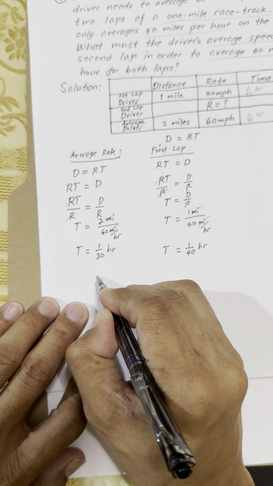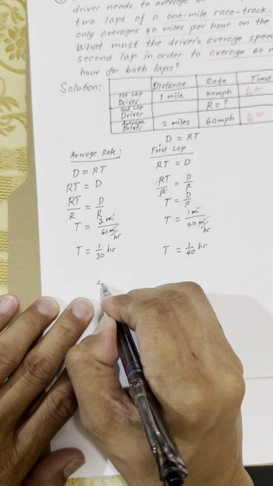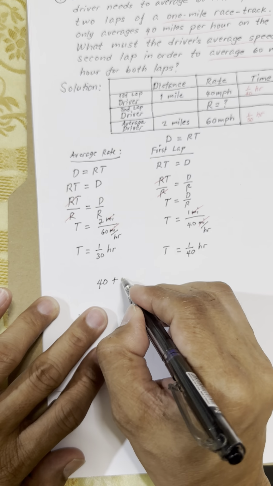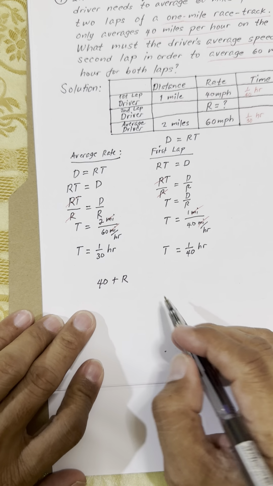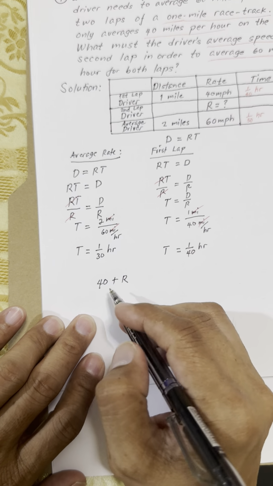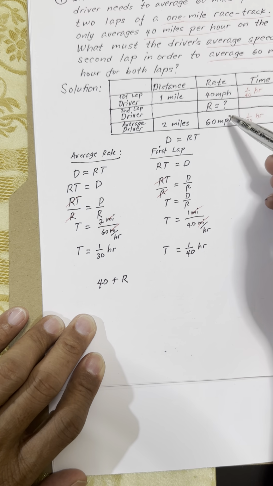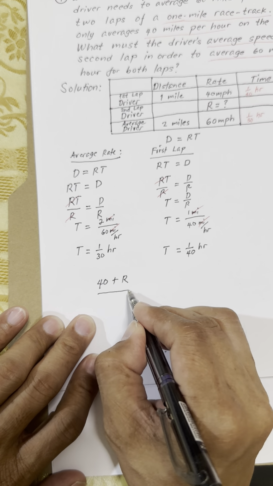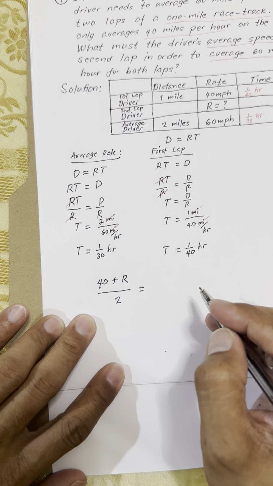We have the rate for the first lap, which is equal to 40 miles per hour. Then plus the rate on the second lap, which we don't know yet, so we can let that be equal to R. And then average. So when we speak of average, these are the two rates, right? Two rates or two speeds. So you have to add them, then divide this by 2. So the required average must be equal to 60.